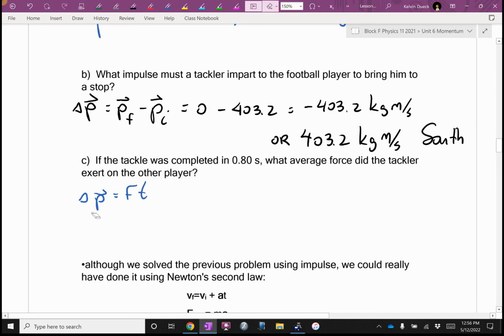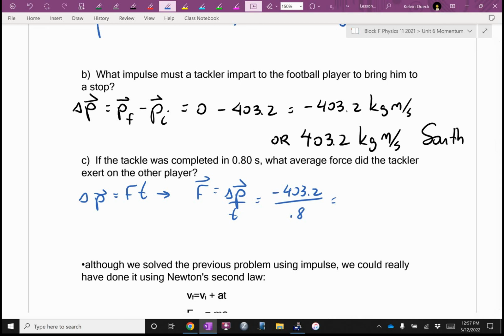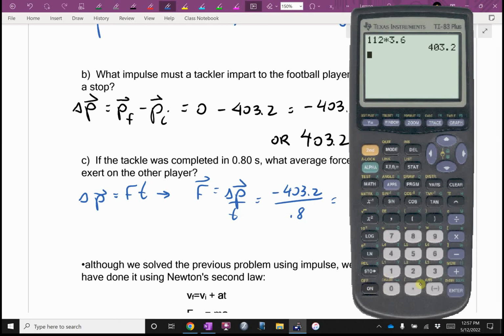Because let's check. Do I know the impulse? Do I know time? Good. Get the F by itself. How will I move the T over? Yep. So it's going to be negative 403.2 divided by 0.8. Which is what? Negative 403.2 divided by 0.8.